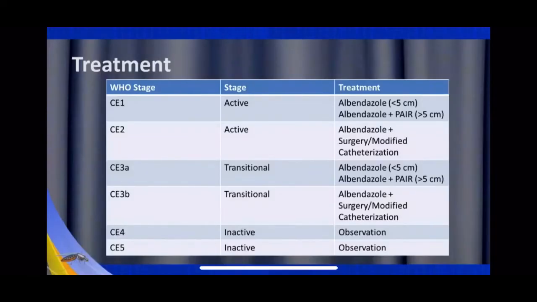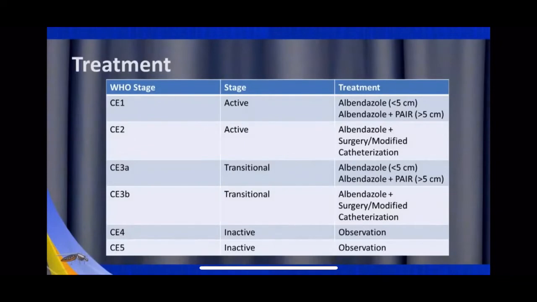Treatment of hydatid disease is based on disease stage and cyst size. For inactive cysts, or CE4 through 5, no treatment is necessary and only observation is warranted. For active and transitional cysts without daughter cysts, or CE1 and CE3A, treatment is dependent on the cyst size. Albendazole alone is the only therapy required for cysts under 5 centimeters, while albendazole with puncture, aspiration, injection, and reaspiration, or PAIR, is necessary for cysts greater than 5 centimeters.